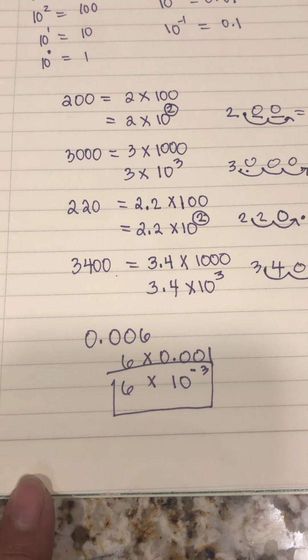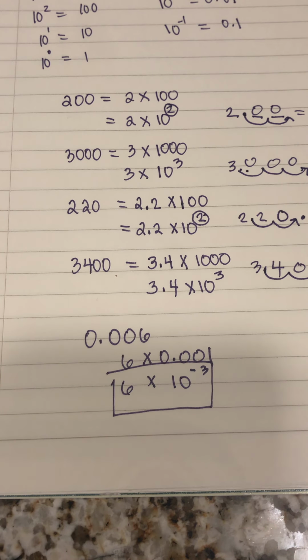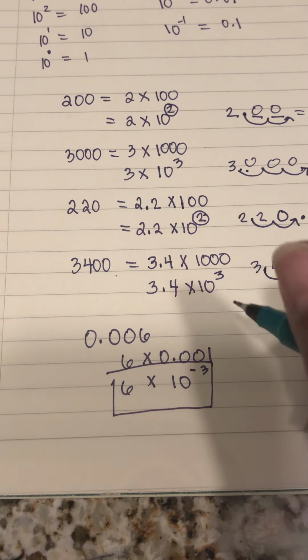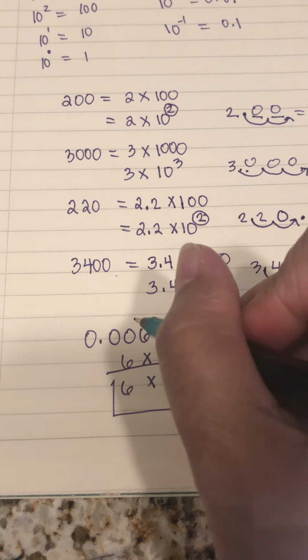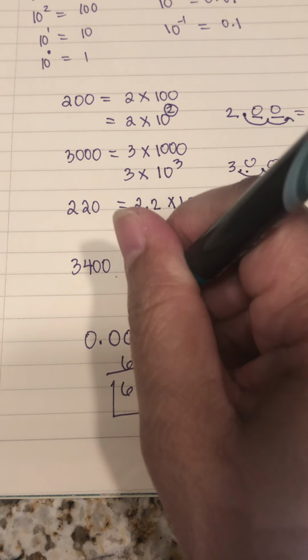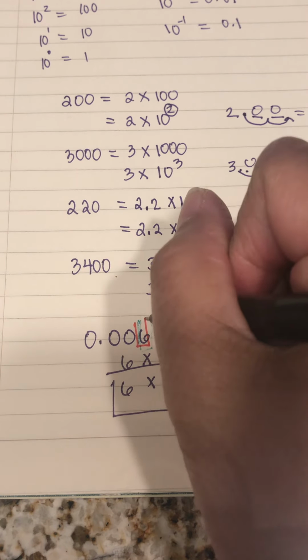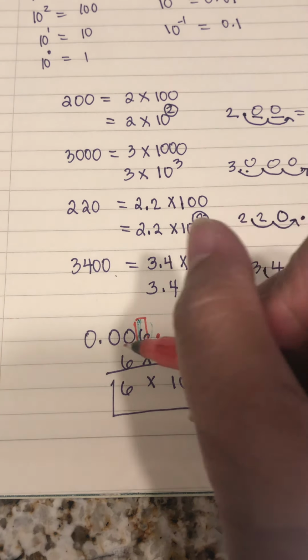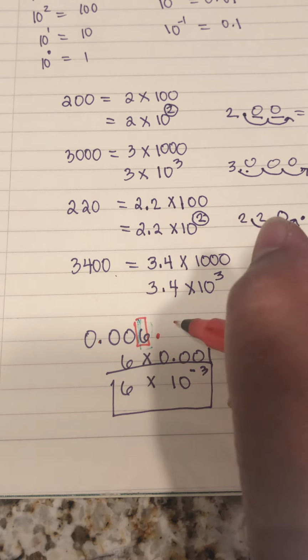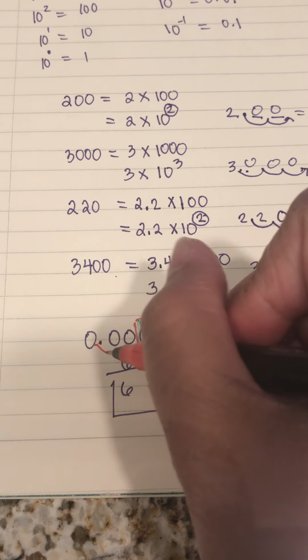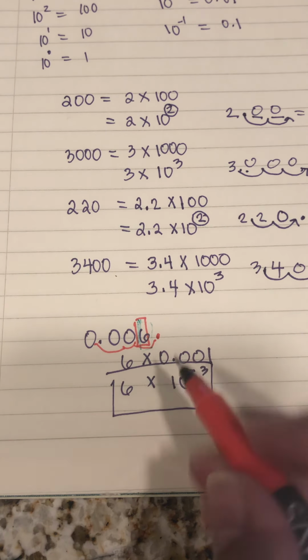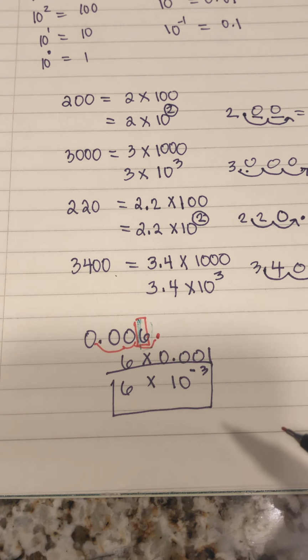Or you probably have noticed, remember what I said, you are allowed to have only one digit to the left of your decimal point. So that means you've got to move your decimal point. So this is my very first digit. Okay, then I have to put my decimal point here. So that means I have to move it 3 steps. 1, 2, 3. Okay, so now it's 6 times 10 to the negative 3.